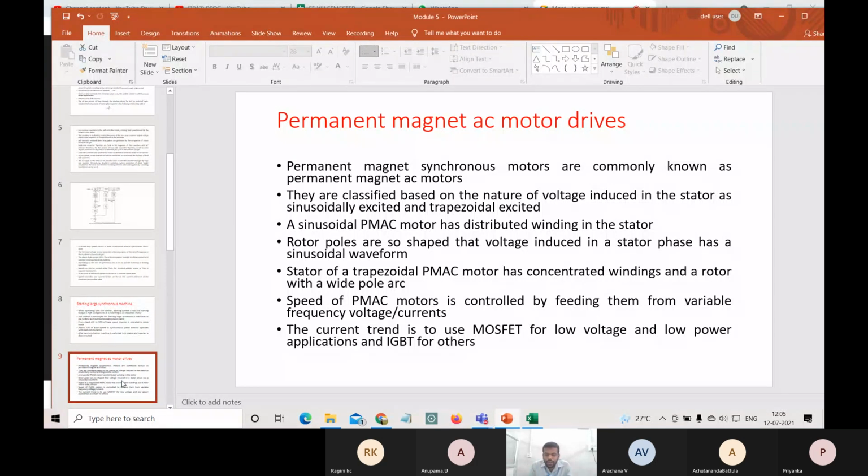So the stator of a trapezoidal PMAC motor has concentrated windings and rotor with a wide pole arc. So I am explaining about the construction of PMAC motors. So distributed winding, concentrated winding. A sinusoidal PMAC motor has a distributed winding type of stator, but a trapezoidal PMAC motor will have a concentrated type of winding in the stator. And the rotor poles have a wide pole arc. This is about the construction of the trapezoidal type of PMAC motor.